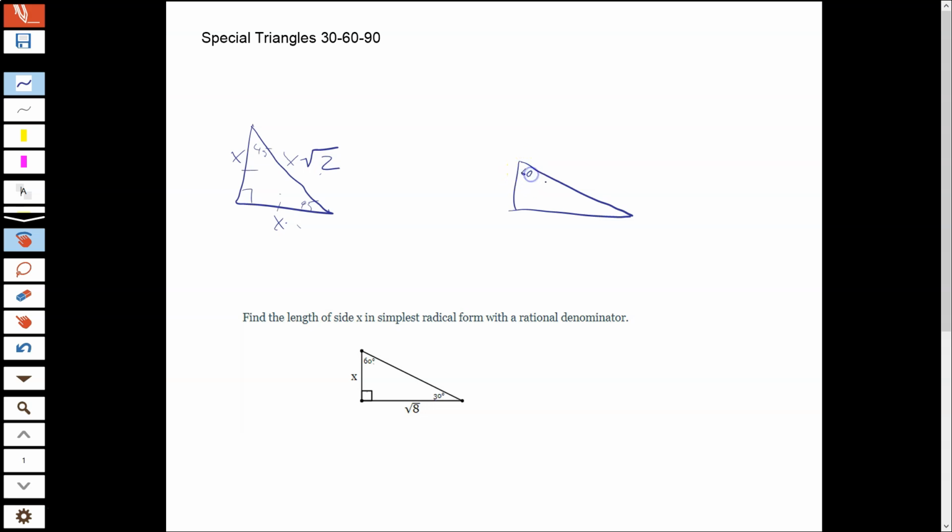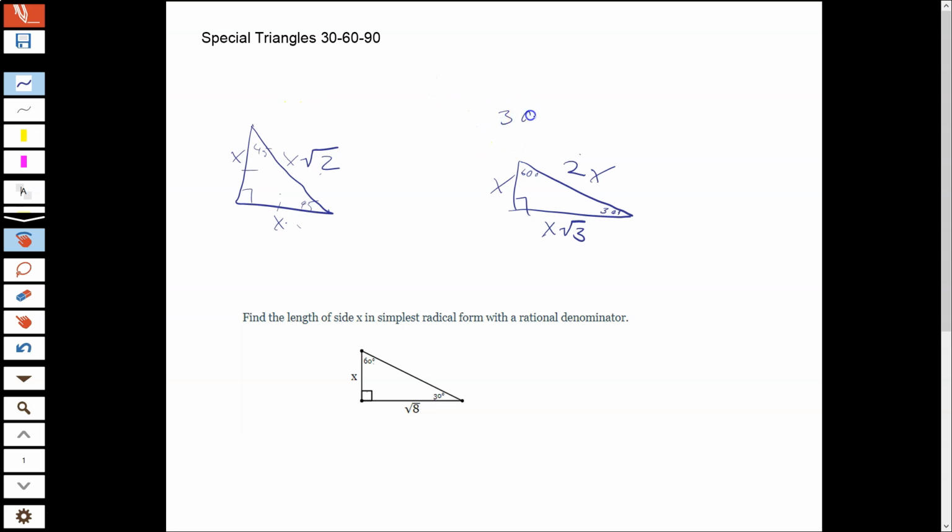So 60 is going to be our bigger angle. 30 is going to be our skinnier angle. And then our right angle is going to be 90 degrees, obviously. The shortest side, we're going to label X, just like we did over here. The medium side is going to be X square root 3. The longest side is going to be 2X. Okay, so make sure you have this model in your notes exactly like this, otherwise you're going to have a really tough time with the problems.